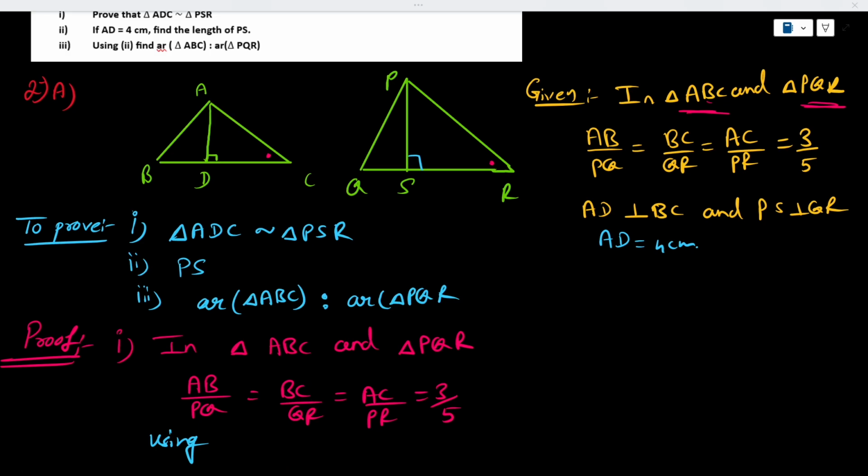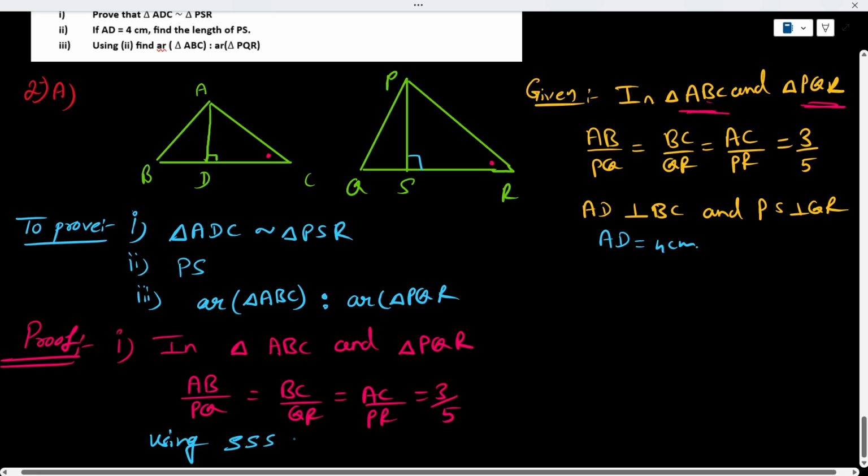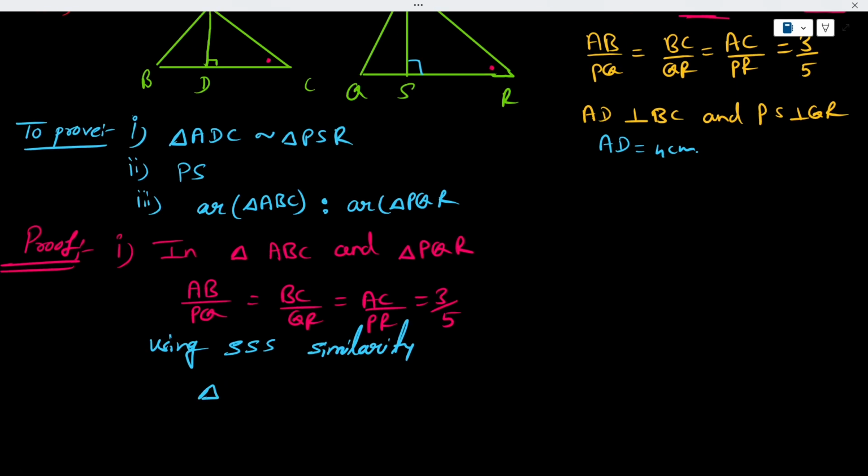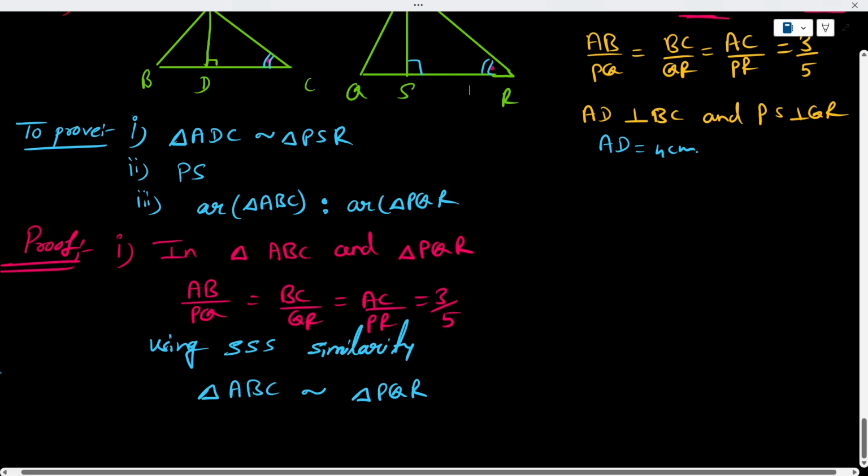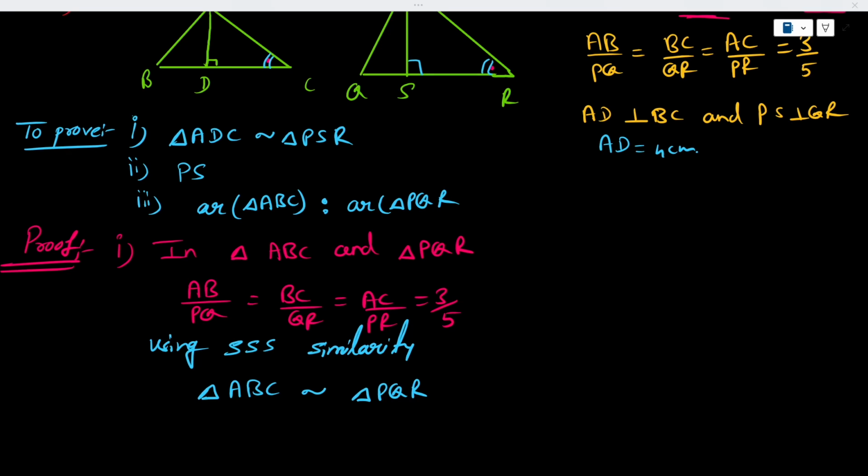If I'm taking this triangle here, ABC, so using SSS similarity, what can I write down here? I can write down here triangle ABC will be similar to triangle PQR. The moment you say this, now I can say that angle C will be equal to angle R, which is common in ADC and PSR, that we need to prove they both are similar triangles, right? So how are we going to do it here?